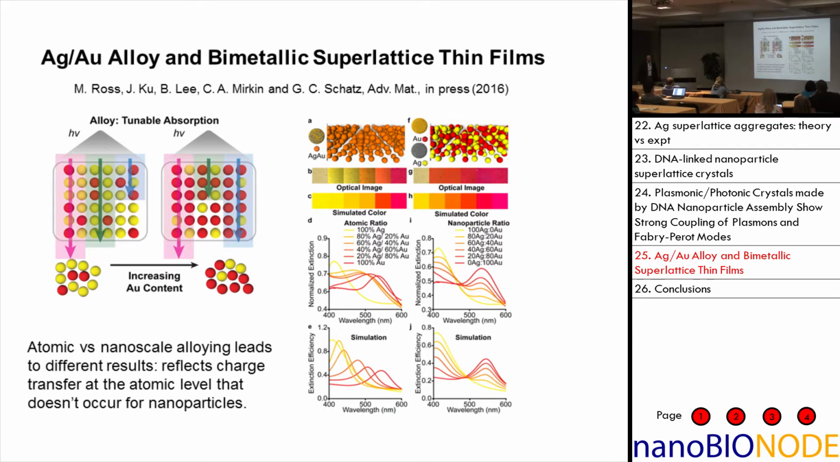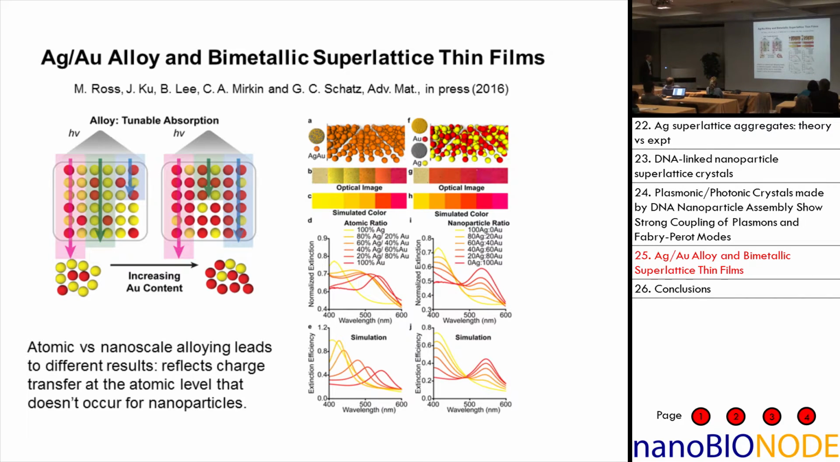All right, so then the last topic I wanted to just mention has to do with making films of these structures that have mixtures of silver and gold particles in them. That was another version of this technology that the Mirkin group perfected, in which they can use a layer by layer assembly technique to add one layer and then another layer and then another layer of these particles onto surfaces.